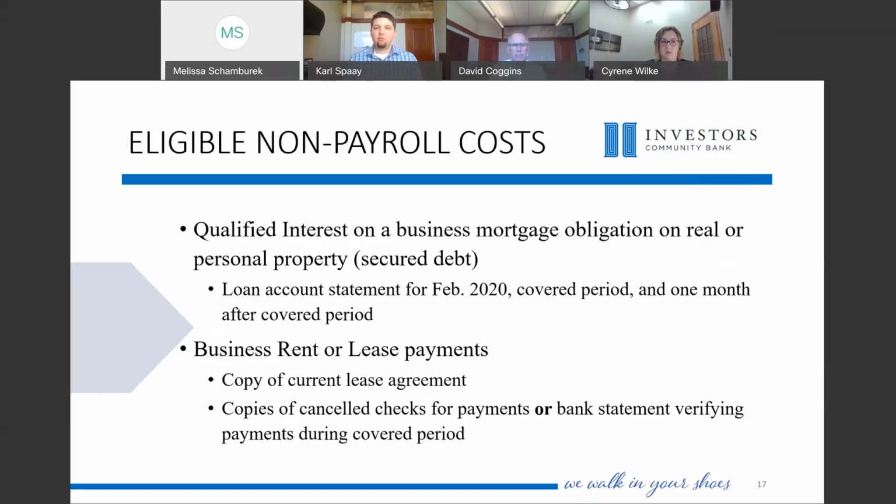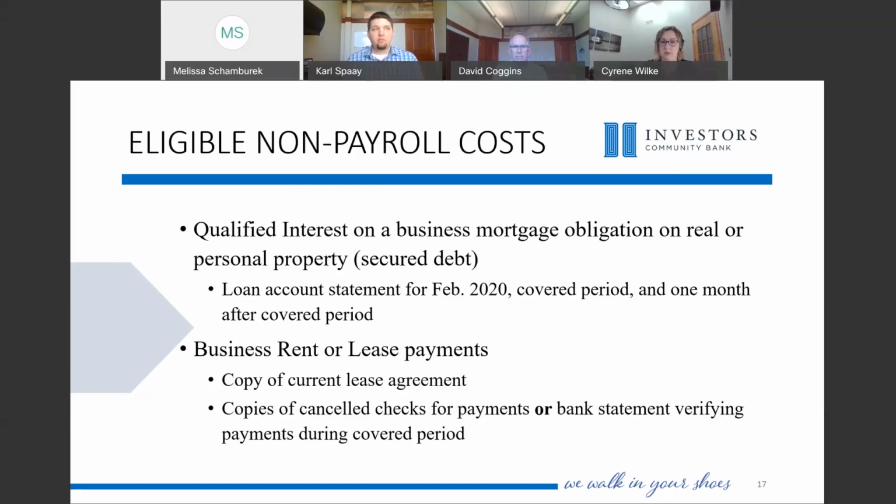So outside of payroll, the eligible non-payroll costs, as Dave mentioned, can be for interest, secured business interest. It can be for lease payments, or it can be for utilities. The documentation that's going to need to be provided for business interest is account statements that show that the loan was in place prior to February 15th, 2020, in addition to the loan statements for the covered period.